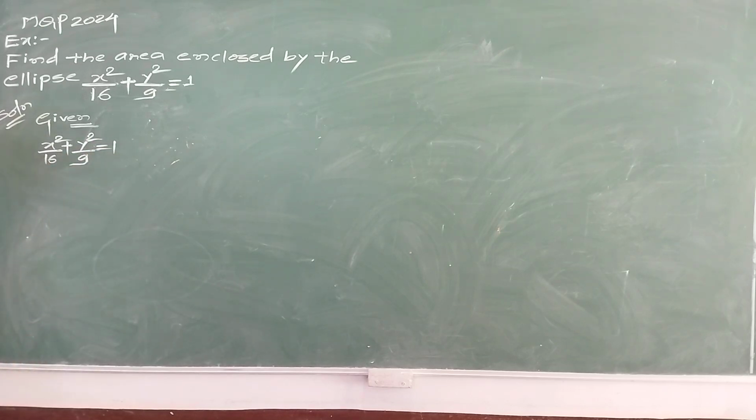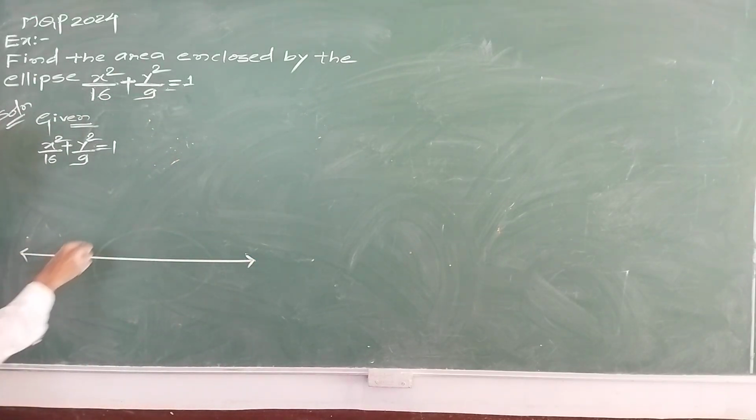In this equation, both the powers of x and y are even. Hence, the curve is symmetric about the x-axis and y-axis. And here we are having constant 1 in this equation. When you have constant 1 in this equation, the curve does not pass through the origin. Alright, so I go for the diagram.